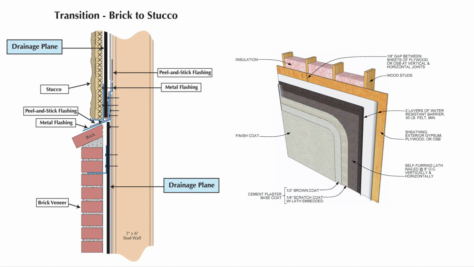You can also transition between materials. And this is just showing you that whenever you transition between one material and the other, there has to be some way of making sure that the material above is recessed behind the material below, so that when rain runs down the face of the material above, it's going to hit some sort of ledge. In this case, there's a brick ledge right there. It's going to hit the brick ledge and drip off.